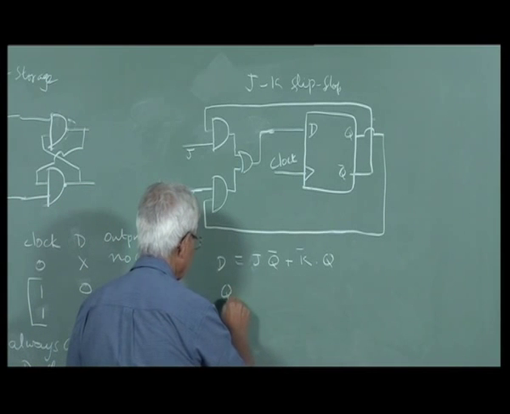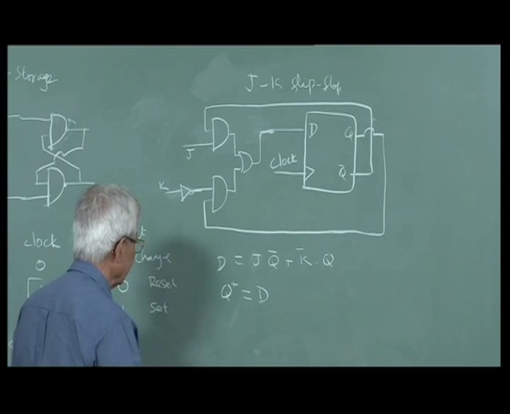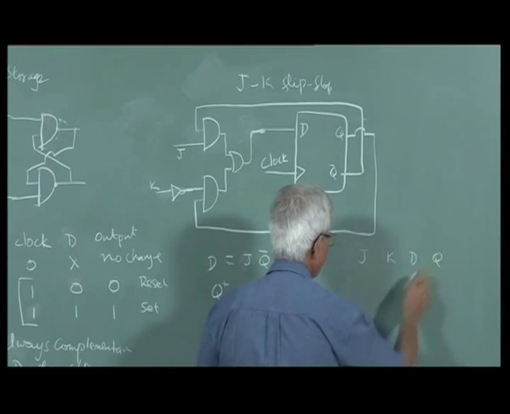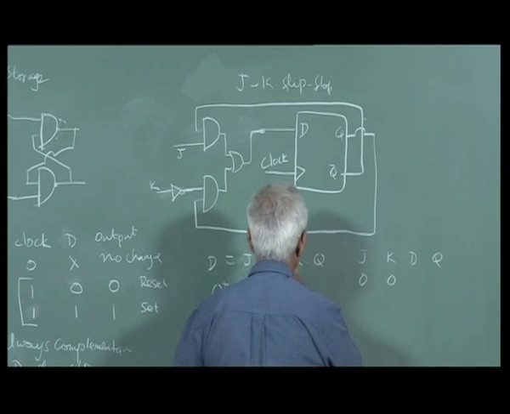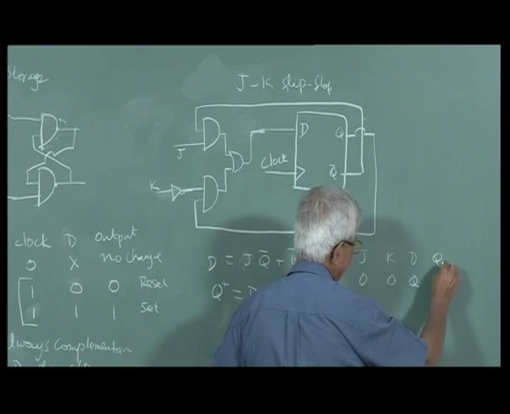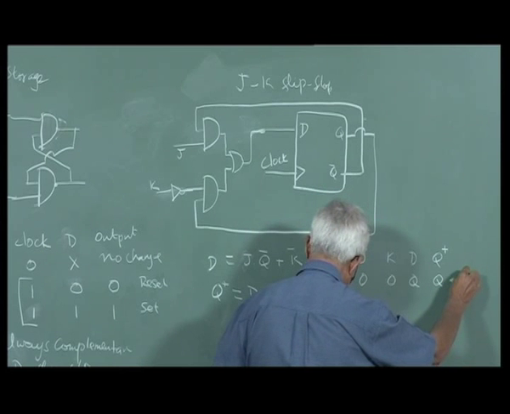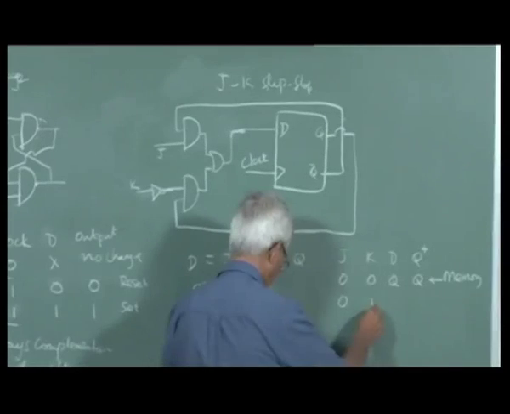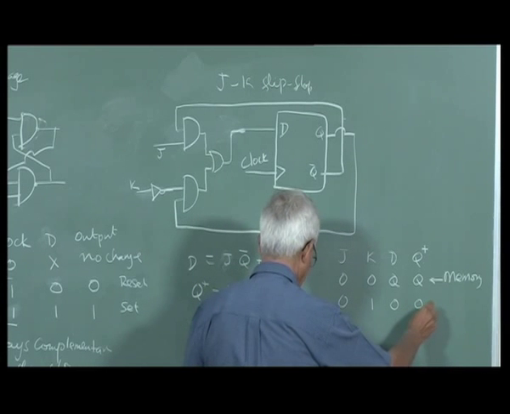Now, since we know that Q plus, the next Q, is always D, let us see what is happening to D for each J and K. If J and K are both 0, D is previous Q, and this is also Q next, or Q plus they call it. This is memory, or no change. When J is 0 and K is 1, D becomes 0, and Q plus also becomes 0. This is reset state.